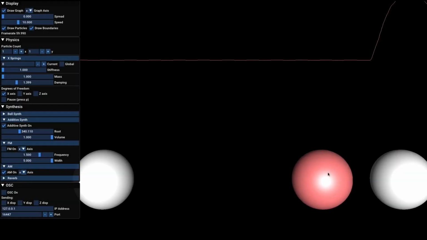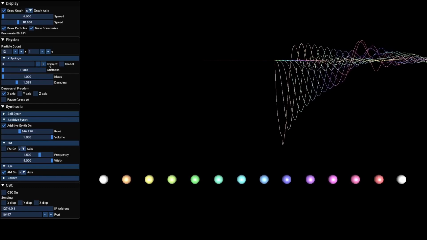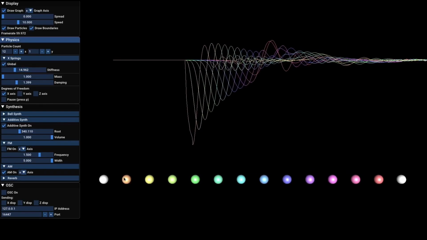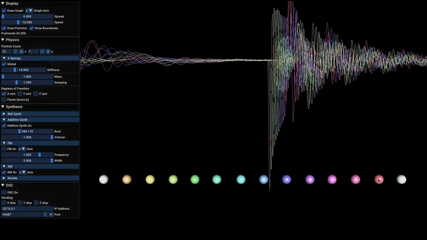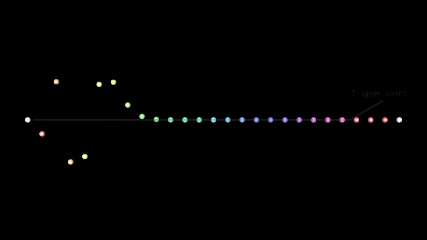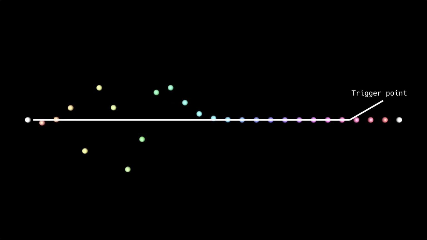And here we have an example of the amplitude modulation of each particle according to its displacement. In addition to providing these continuous control signals, CHON can also trigger a sound when particles cross their point of equilibrium or resting position.